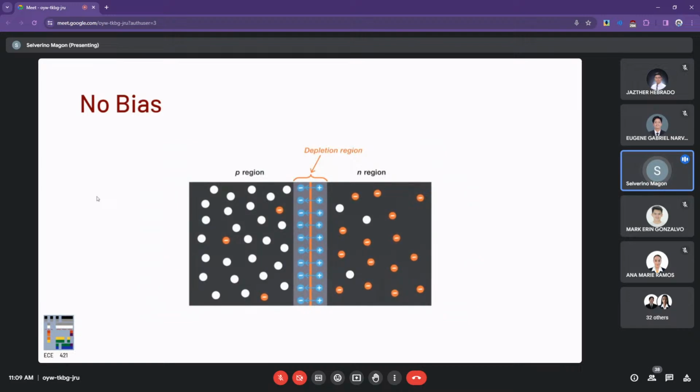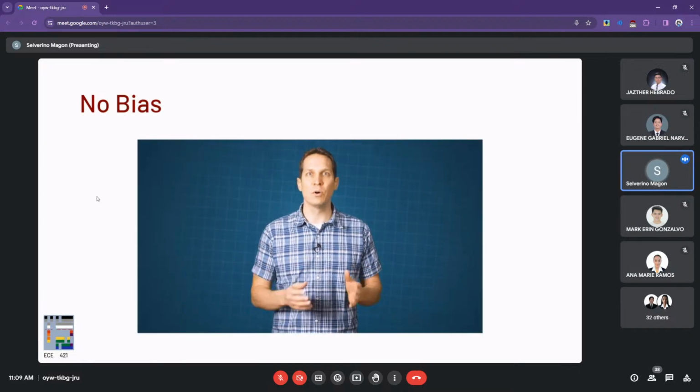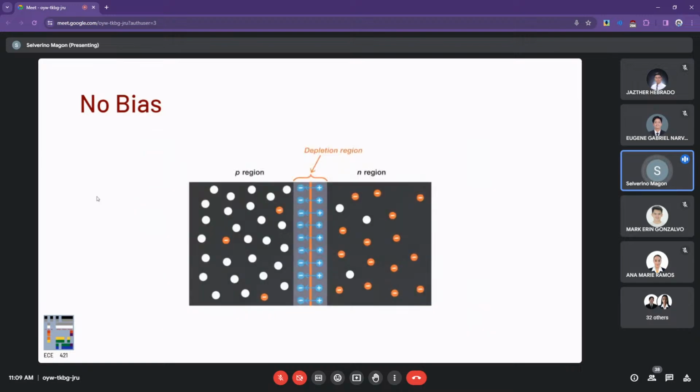The forces between the positive and negative charges in the depletion region create an electric field which blocks the free electrons from the N region from flowing across the junction. In order for the electrons to move through this electric field, a certain amount of voltage equal to the barrier potential of the electric field must be applied across the PN junction with the proper polarity.